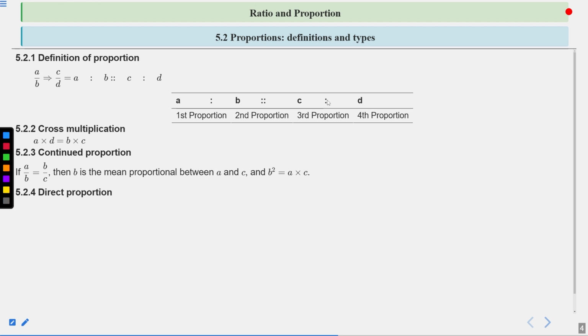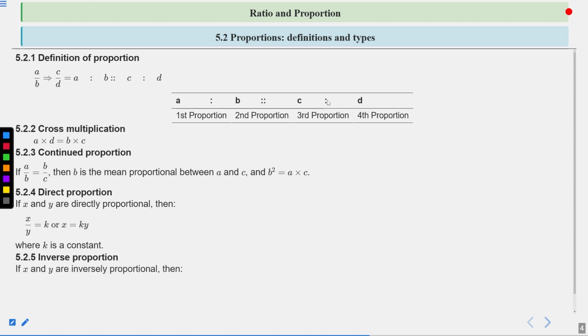Direct proportion. So if X and Y are directly proportional, then X upon Y equals to K, or we can say that X equals to KY, where K is constant. Inverse proportion. So if X and Y are inversely proportional, then X into Y equals to K, or we can say that Y equals to K upon X, where K is a constant.